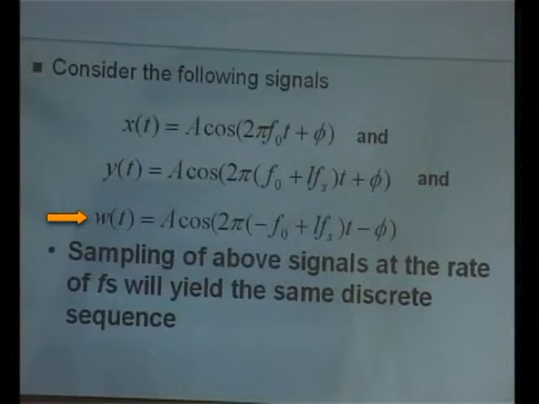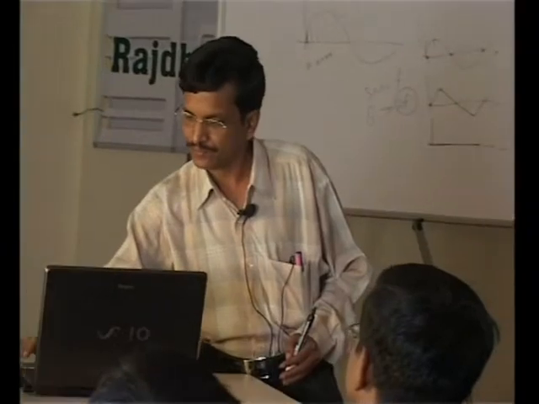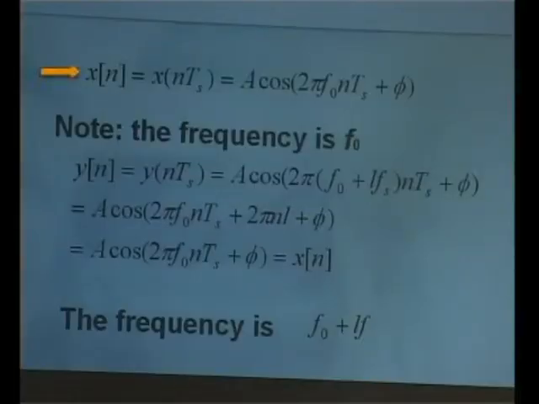Now all the signals are sampled at what sampling frequency? fs. I am sampling these three signals at a sampling frequency of fs. Let us look into that. So what will be your first signal? A cos(2π f0 t), where t will be replaced by n Ts, plus φ. So what is the frequency? Frequency in that case is f0. Your original frequency of the signal is f0. Come to the second signal. A cos(2π (f0 + L fs) t), where t is replaced by n Ts plus φ. Make a little bit of mathematical analysis. So finally you are getting A cos(2π f0 n Ts + φ). That is nothing but x[n].